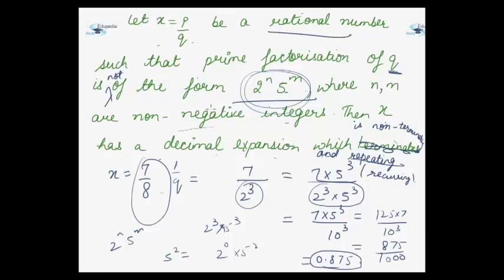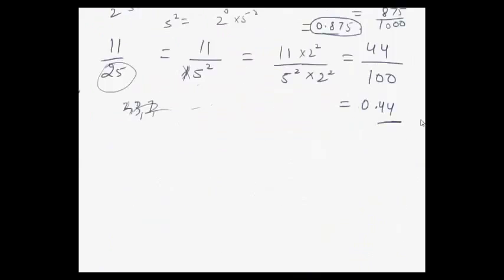That is, if the denominator has a prime factorization not of the form 2 raised to power n into 5 raised to power m, where n and m are non-negative integers, then the decimal expansion will be non-terminating and repeating. Let us understand this theorem.